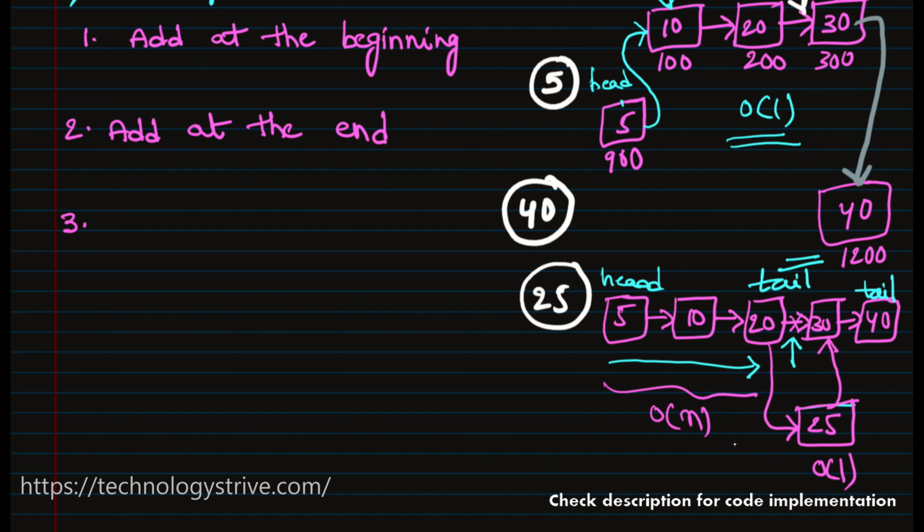In the case of arrays, we first have to know the position, which again takes order of n time complexity, and then we have to shift all the values to the right side. That takes order of n in the case of arrays. So for all these three, the insertion itself takes order of one time complexity in a linked list. The third one we performed is add at a random position.